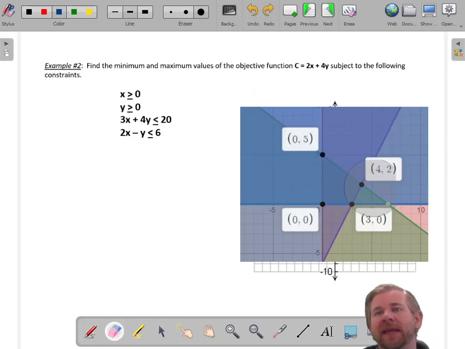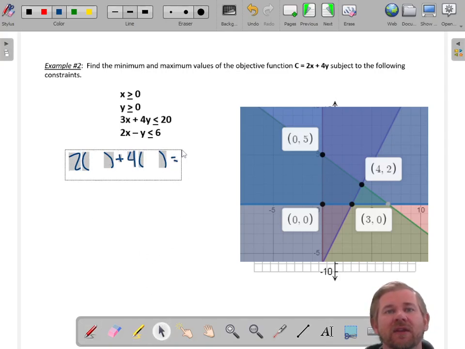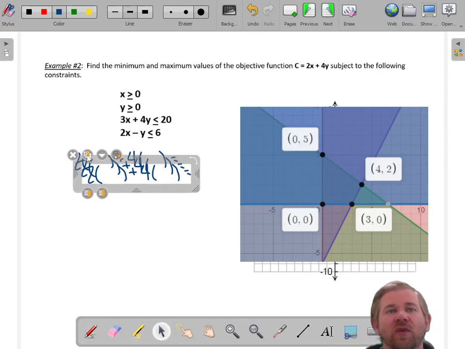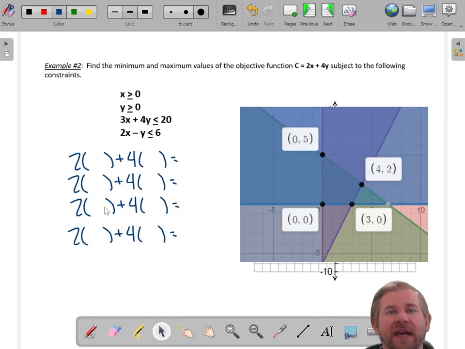But linear programming has a theorem that tells you the maximum and the minimum will always come from one of these vertices. So now that we have the vertices, we're going to plug them into the objective function. So 2 times x plus 4 times y, and we'll see what we get. There are 4 vertices, so I need to do this 4 times. I'm just plugging the x and y coordinates into the objective function. So (0, 5), (4, 2), (0, 0), (3, 0). It doesn't matter what order you do them in.